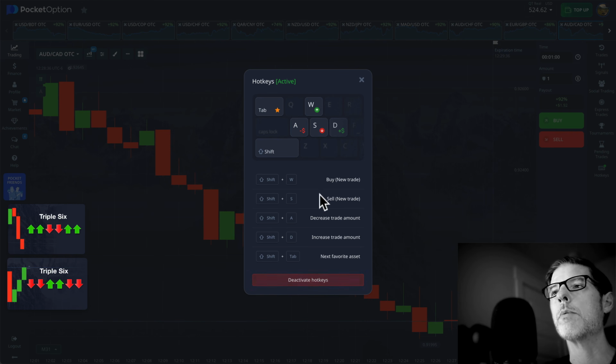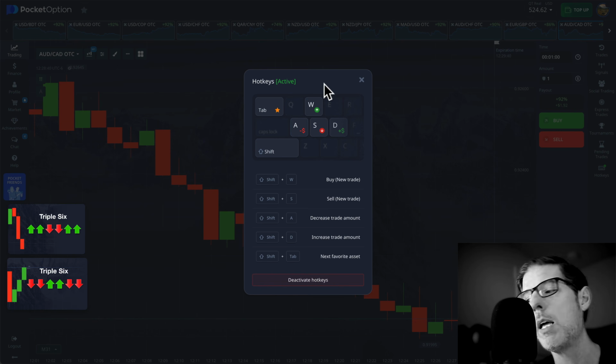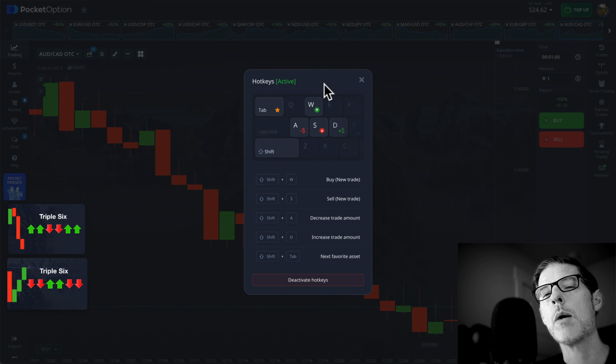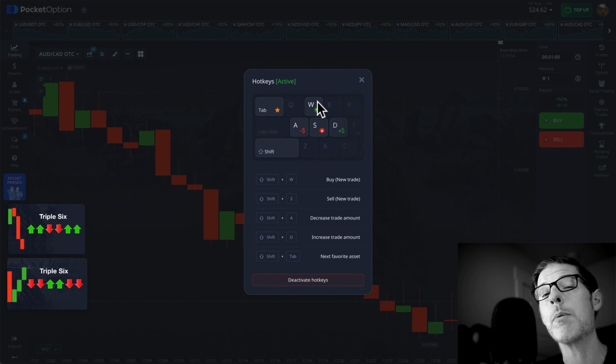Also, yesterday I was taking trades with solely the keyboard alone. I wasn't even touching the mouse or the trackpad. I was just using the Shift, W and S keys on the keyboard to enter sells and enter buys inside Pocket Option. So that was kind of cool.